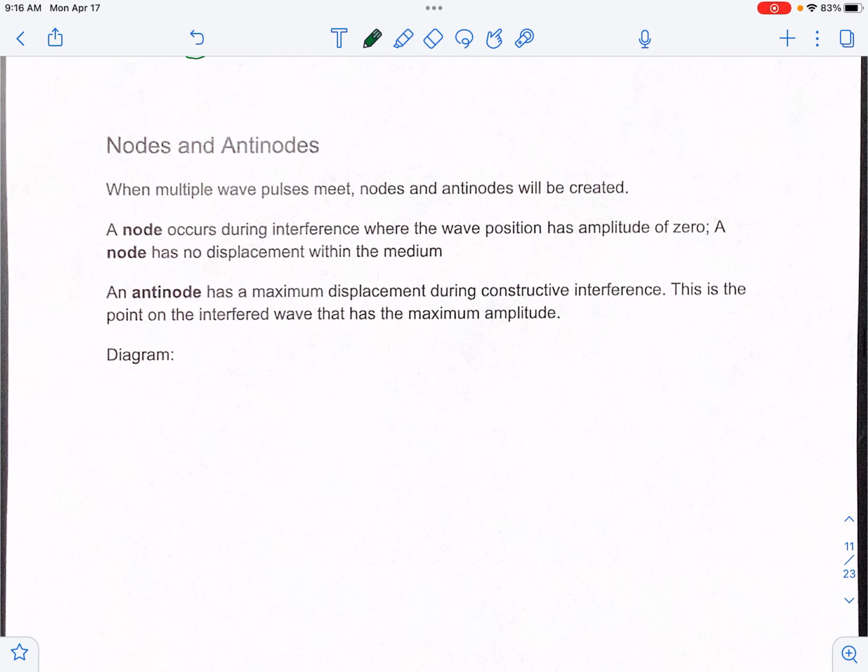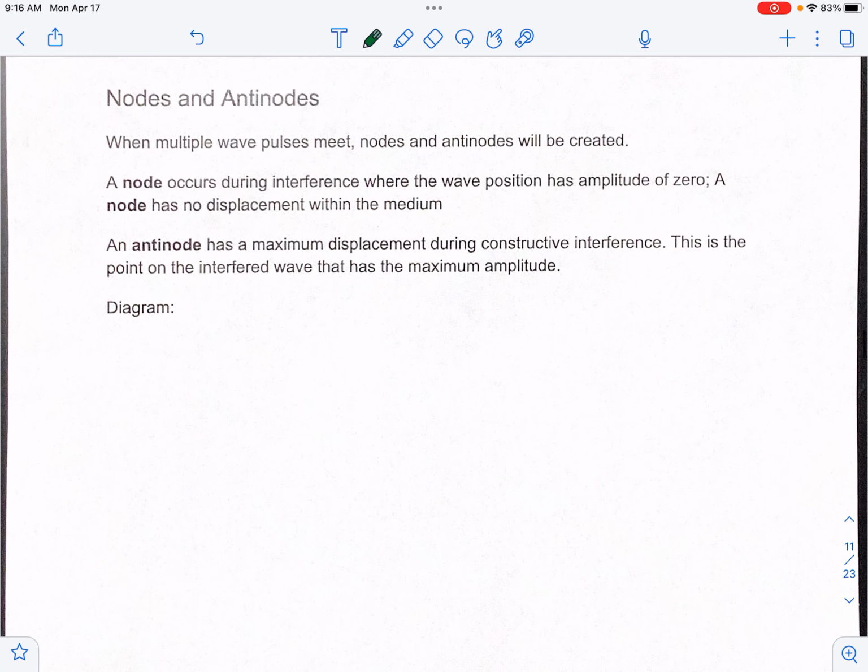Now, as far as nodes and antinodes, okay, so when multiple wave pulses meet, nodes and antinodes will be created. A node occurs during the interference where the wave position has an amplitude of 0. Key thing there. A node has no displacement within the medium, means it's just flat. That's where it has 0 amplitude. Okay, an antinode, anti means opposite of node, has a maximum displacement during the constructive interference. This is a point on the interfered wave that has a maximum amplitude.